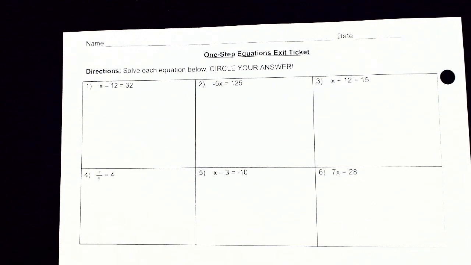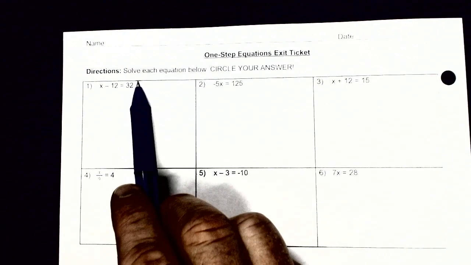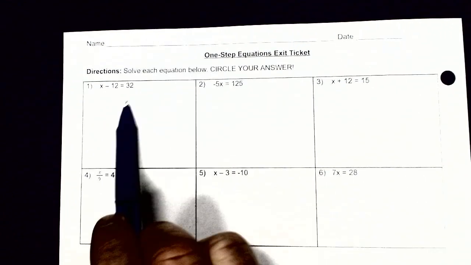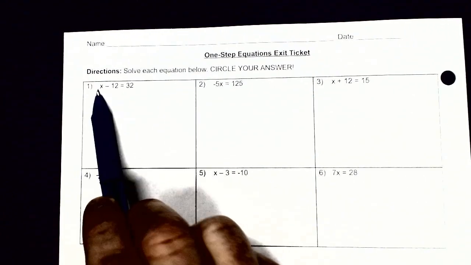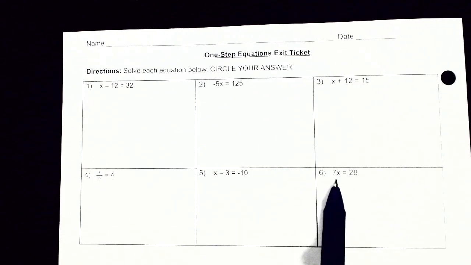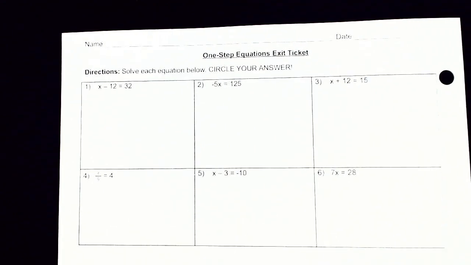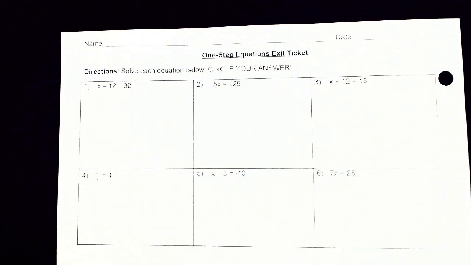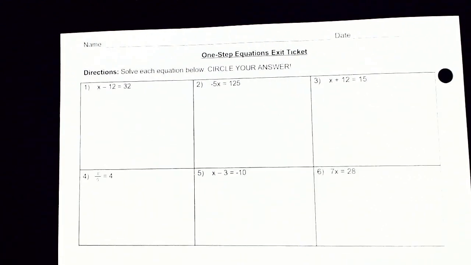Now, what are we trying to solve for? It says solve each equation below. We're trying to figure out what the x is in each equation. There's an x in each equation. That's what we're trying to find out. That x could be a y, it could be an s, it could be any letter, but for right now, and most of the time, you're going to see it as an X or a Y. So let's take a look.